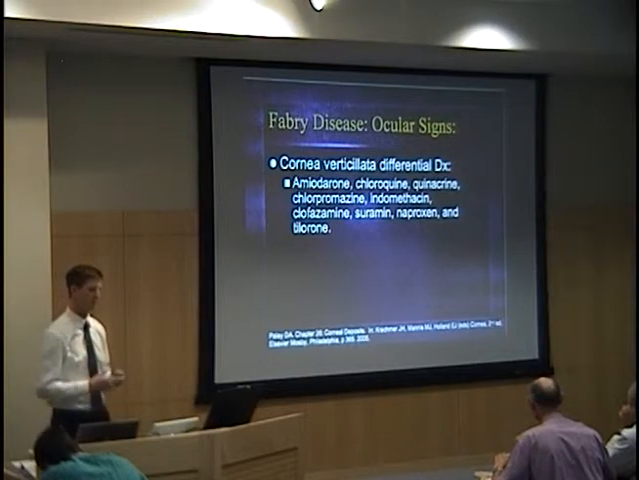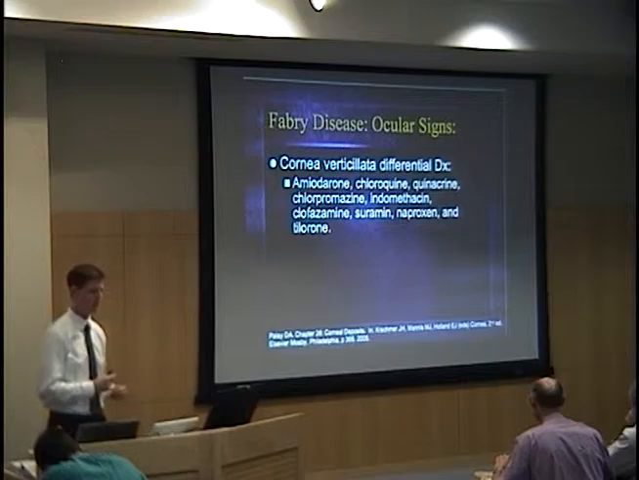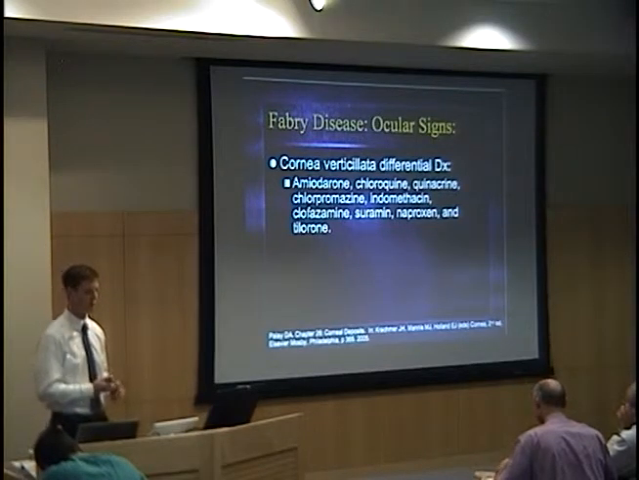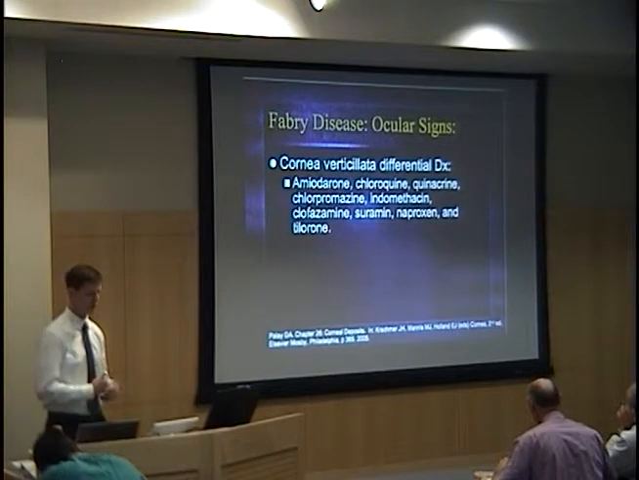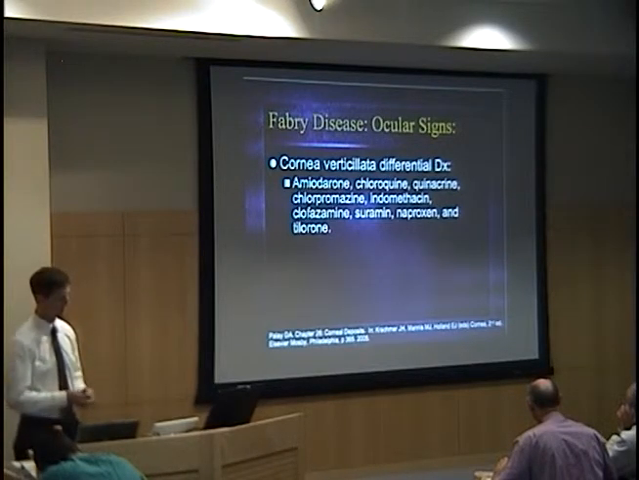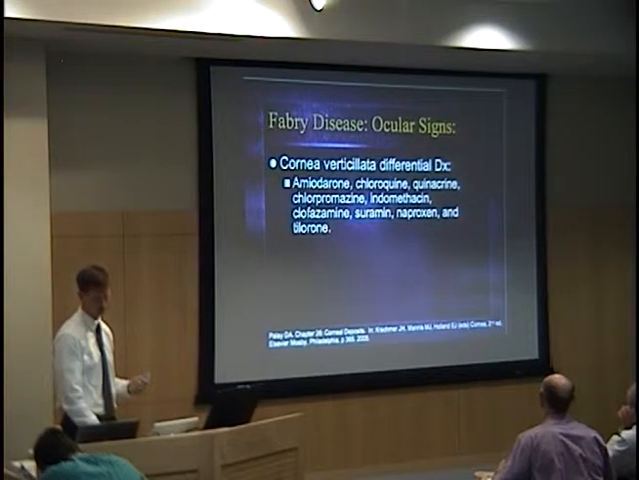The most common medications that are quoted that also cause this type of corneal verticillata are amiodarone and chloroquine. But quinacrine, chlorpromazine, indomethacin, clofazimine, suramin, naproxen, and tilarone also can produce a similar finding on the corneal surface.